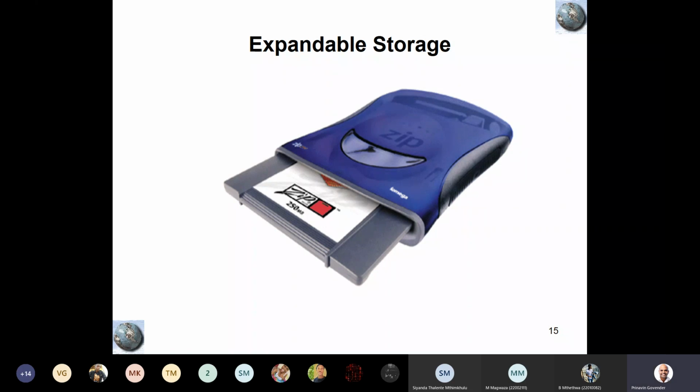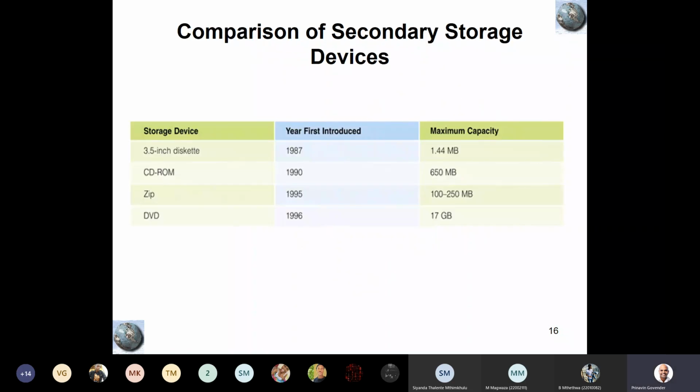Expandable storage. Comparison of secondary storage. Consider this your history lesson. Your floppy disk drive stored 1.44 megabytes. I don't think any of you would ever remember that. We call it a stiffy drive. I started computers in 1986, and there we had a 360 kilobyte, right?